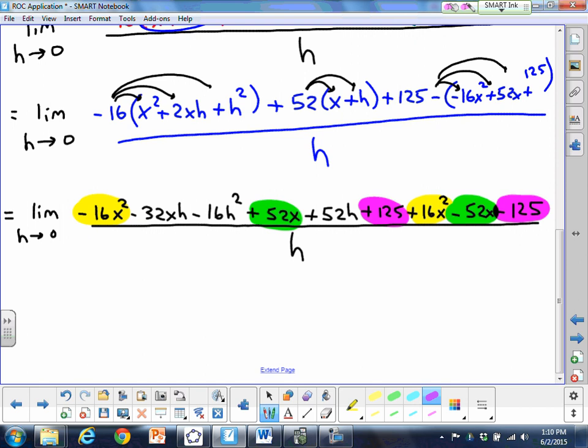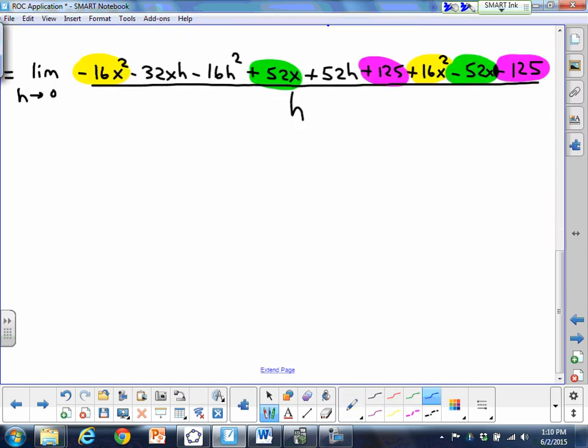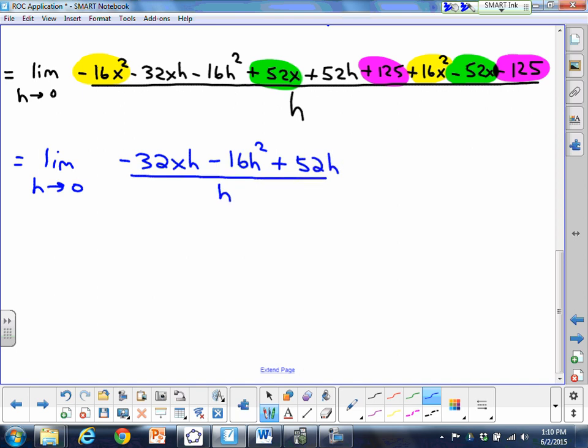Okay, so let's clean up what's left and see what we got. So we have the limit. Still haven't done anything with h being 0 yet, right? So we have negative 32xh minus 16h squared plus 52h all over h. And again, I still can't substitute in 0 for h. If I were to do that, it would still cause me to have a 0 in the denominator.